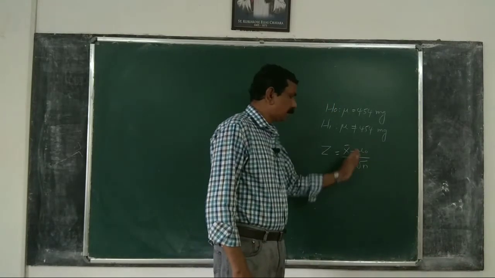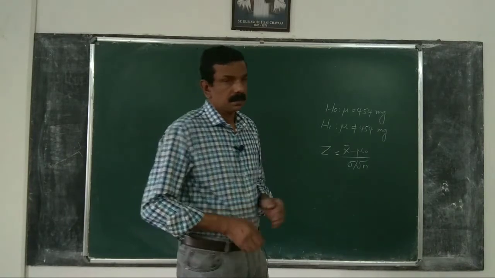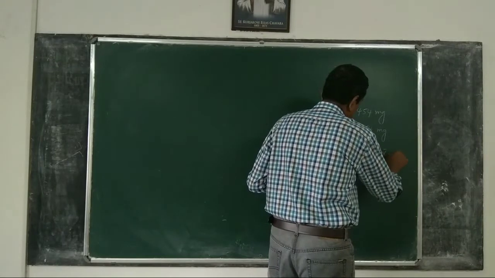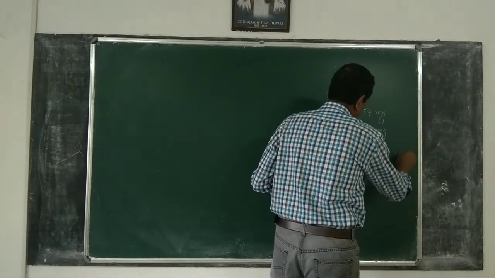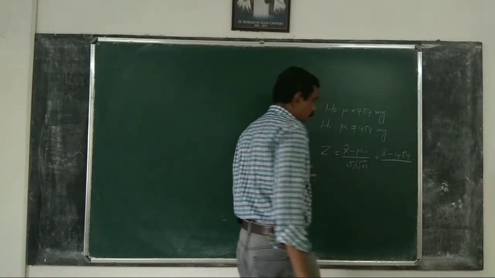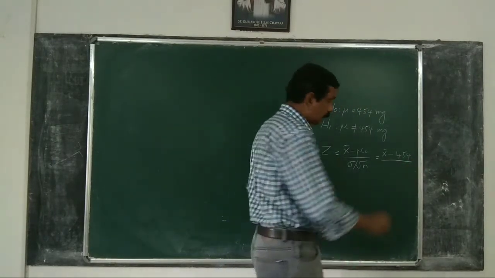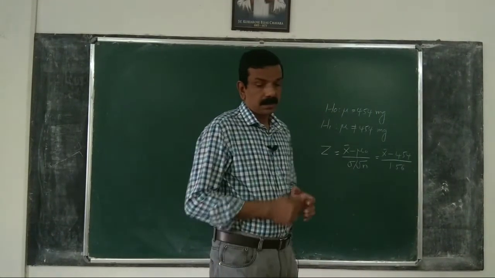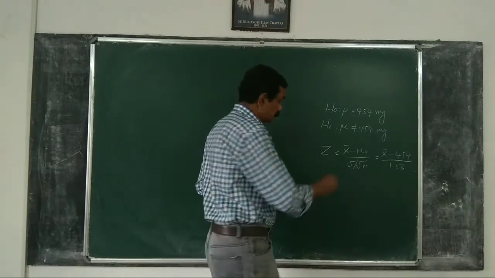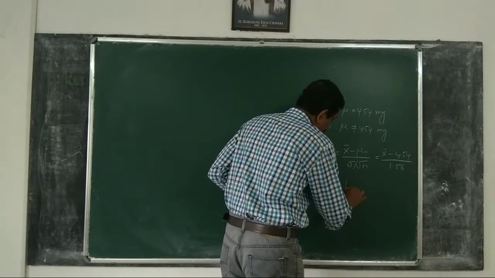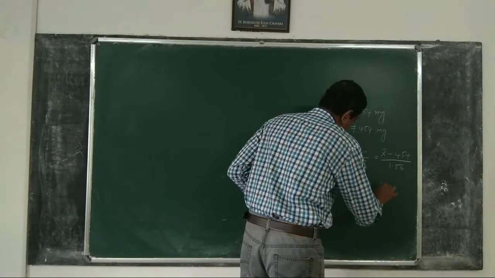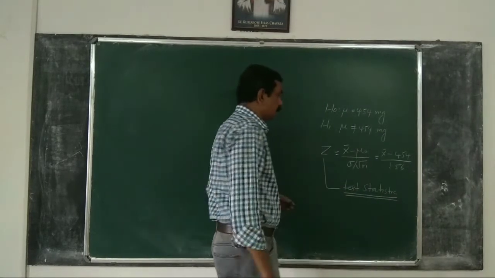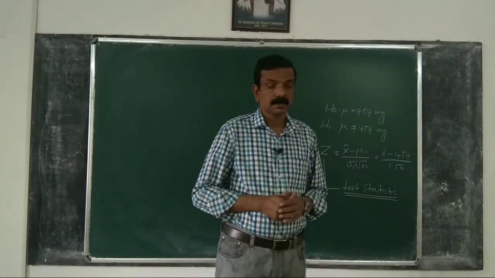And Z, in our example, is equal to x bar minus mu 0, 454, by sigma by root n, calculated in the last class as 1.56. This Z is known as the test statistic. This Z is known as the test statistics.